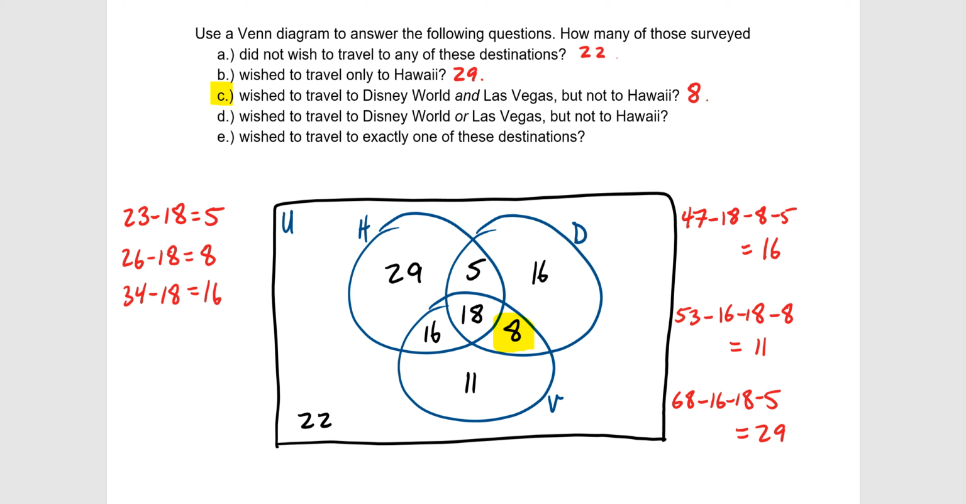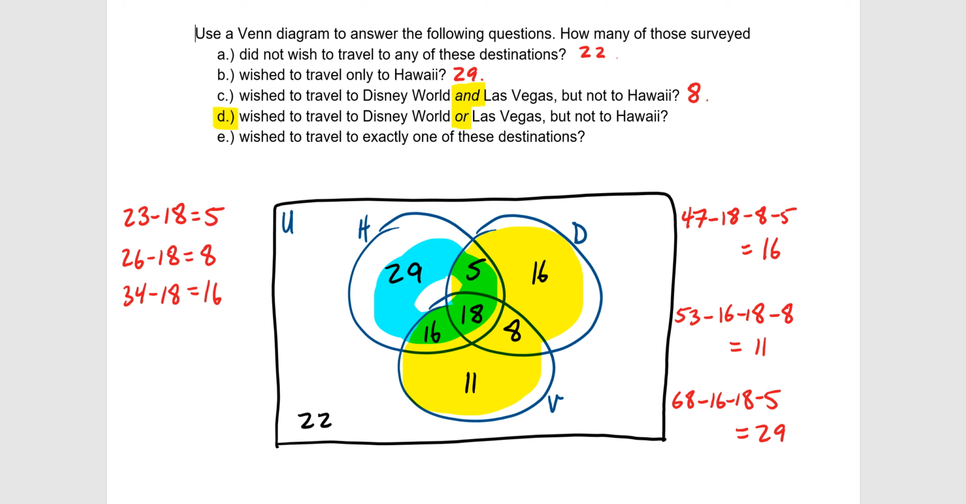Okay, so let's make these a little harder here for these last questions. For question D, we have how many wish to travel to Disney or Las Vegas, but not to Hawaii. So the previous question we had the word and in there, which meant intersection. Now we have the word or. So since it says or, Disney or Las Vegas, that's a union. So that would technically be all of this filled in, all of Disney's circle, all of Vegas's circle. But then it says not Hawaii. So we're going to fill in everything we have filled in, except for Hawaii.